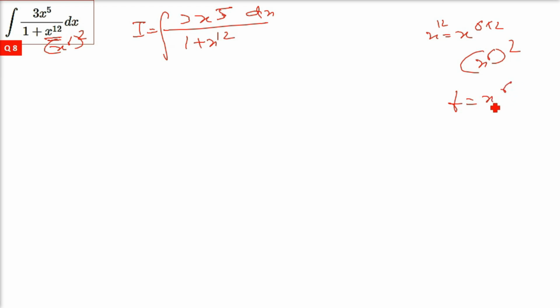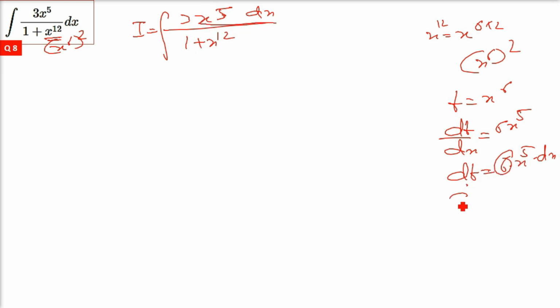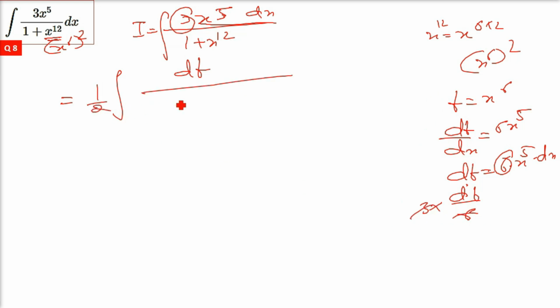Now t equals x raised 6 will give you dt by dx equals 6 x to the power 5, because n x to the power n minus 1 is the formula we have just employed. From here, x raised 5 dx is dt by 6. You don't need to keep 6 along with x raised 5 dx because you're replacing x raised 5 dx with dt by 6. Now dt by 6 is there, 3 was already outside, 6 is in the denominator, 3 and 6 get cancelled, and you get a half. Now 1 plus x to the power 12, which is x raised 6 whole square, and x raised 6 was taken as t, so 1 plus t square.